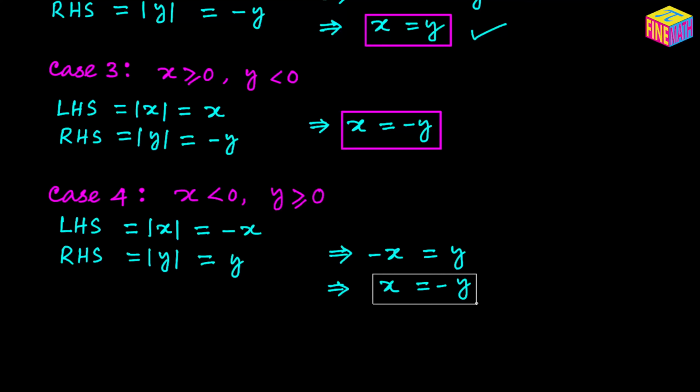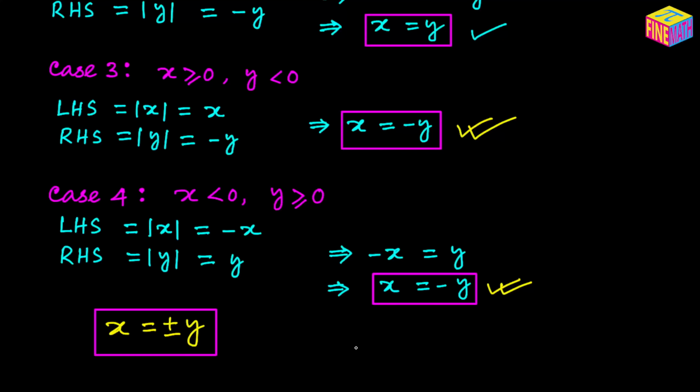So clearly you can see that in the fourth case also we are getting the possibility that x can also be negative y. So here are the other two cases where we see that x can also be negative y. If we combine all four cases, we can say x can be positive y or x can be negative y, and that's exactly what we needed to prove: when modulus of x is equal to modulus of y, then x will be equal to either positive y or negative y. So both possibilities are there.